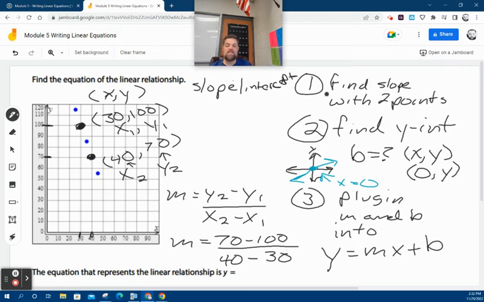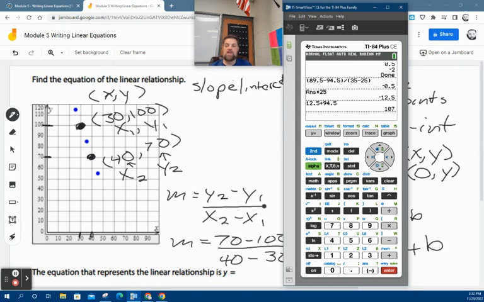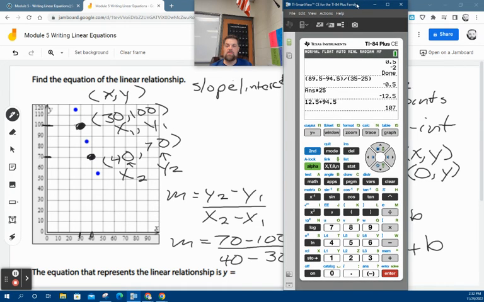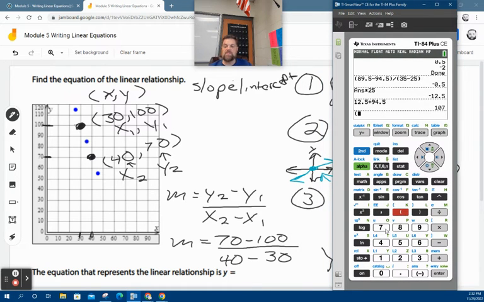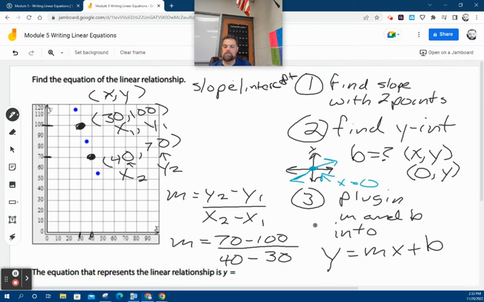So now I can figure out what this is on the calculator in all one scoop. I'm going to take the numerator and put it in parentheses. In other words, I'm going to say 70 minus 100, close the parentheses, open parentheses, all over 40 minus 30. Okay, enter in my calculator. Well, bam, with the bacon sizzle, what's my slope? My slope is -3. So that's my slope. I'm halfway done, right?